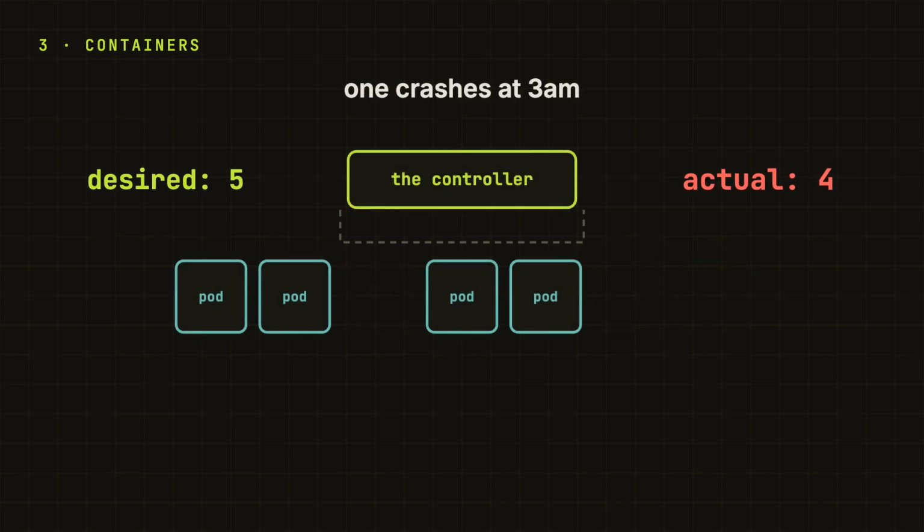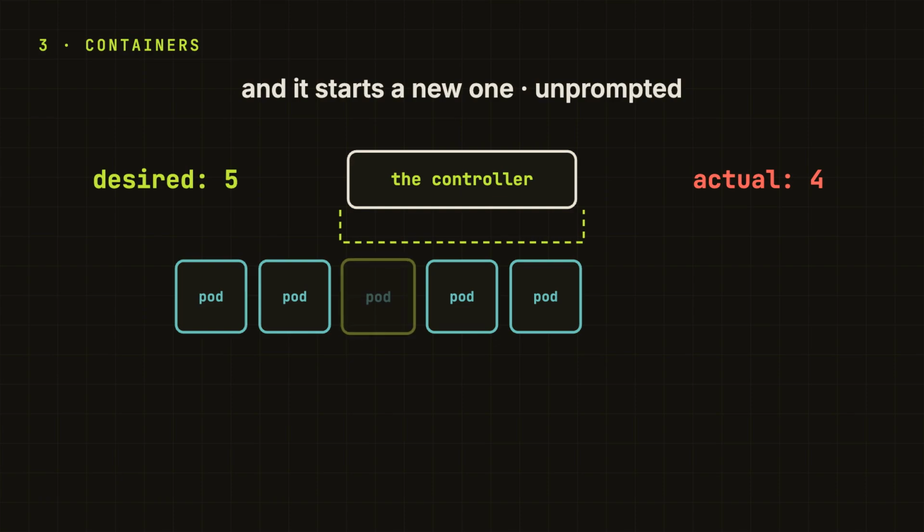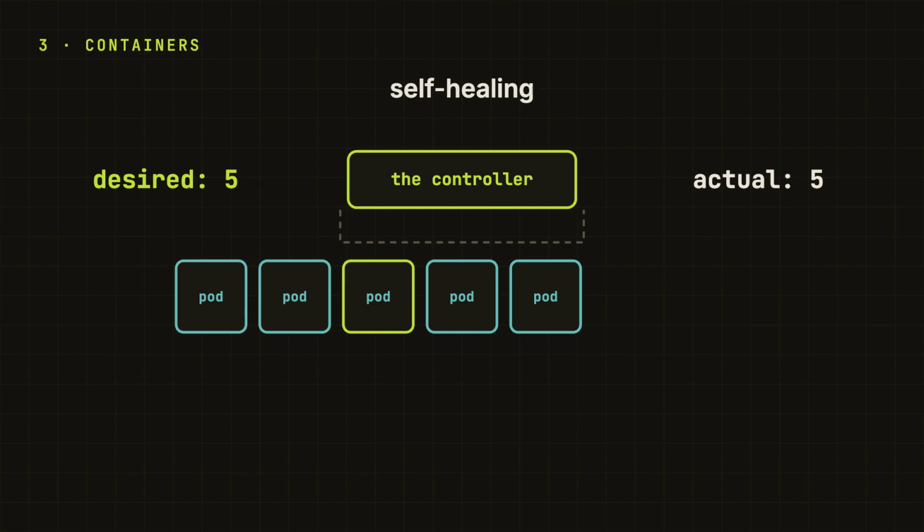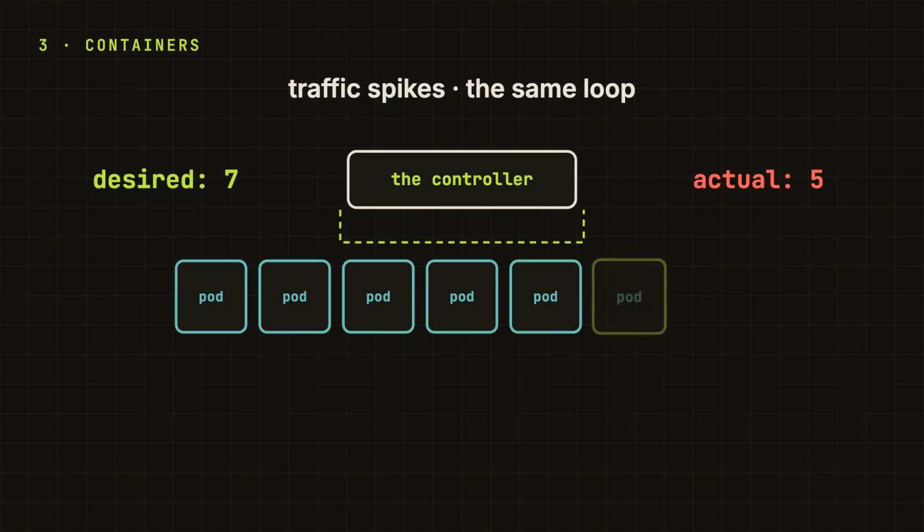So, if one of your 5 containers crashes in the middle of the night, Kubernetes notices and starts a new one immediately. This is called self healing. If traffic spikes, it can start more copies, auto scaling, and it can roll out new versions gradually.